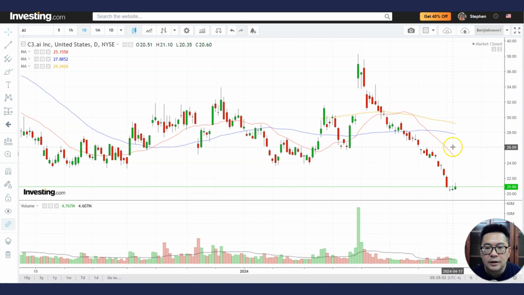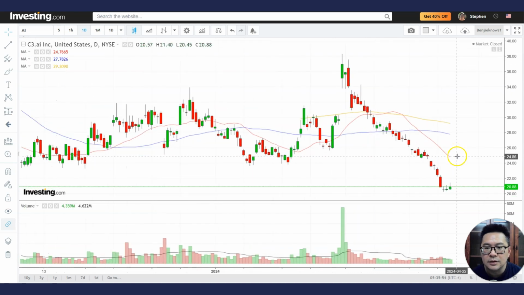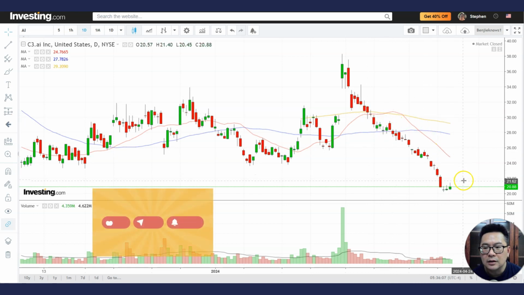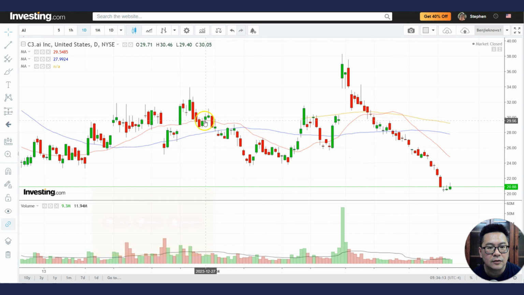AIC3.ai. Okay, right now the stock is in bearish mode after it gapped up all the way down. First it dropped below the 200 MA, 50 MA and 20 MA, and right now it's kind of in bearish mode because the 20 MA is declining. Whenever the 20 MA is declining, for example here, things are not very good for the stock.